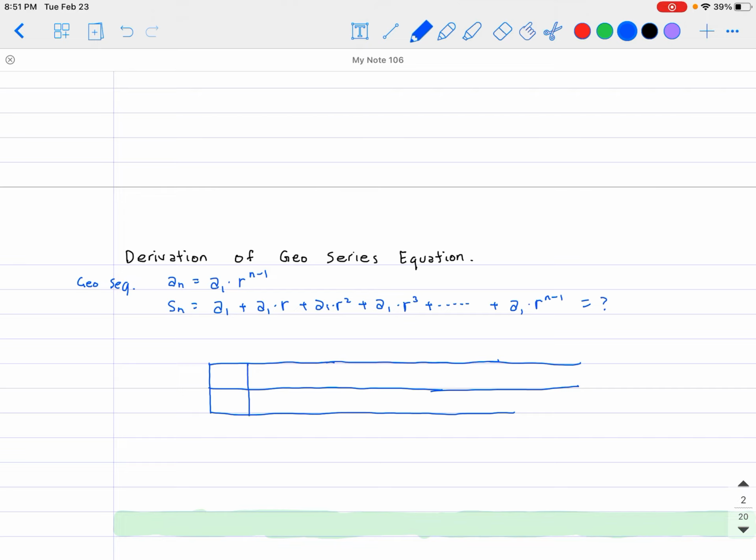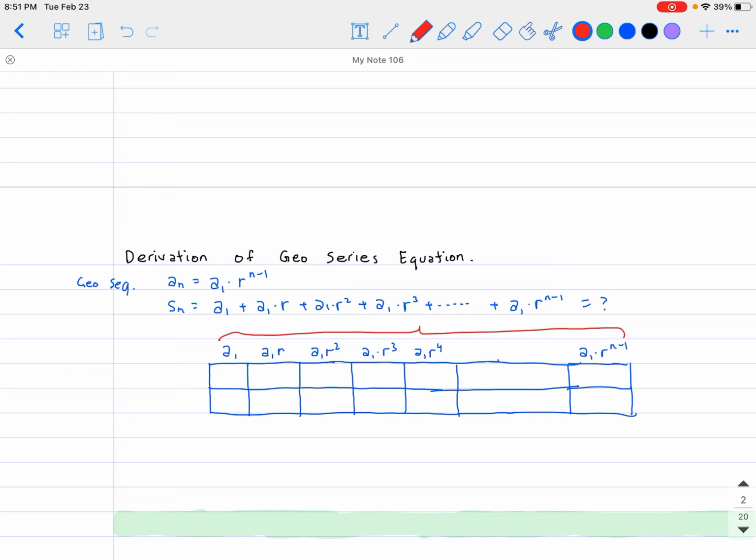I'm going to take the first part, which is my series right here. The first term is A of 1, the second term is A of 1 times r, the third term is A of 1 times r squared, and then A of 1 times r to the third, and A of 1 times r to the fourth, and so on and so on, all the way to the last term, which is once again A of 1 times r to the n minus 1. So you can see right here, that is basically what I'm trying to solve for. Now, I'm going to take that series right there, and multiply it by 1 minus r.